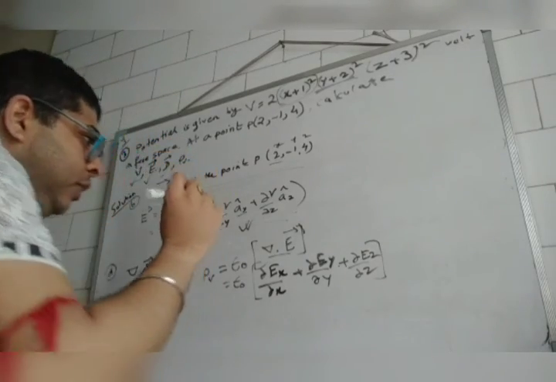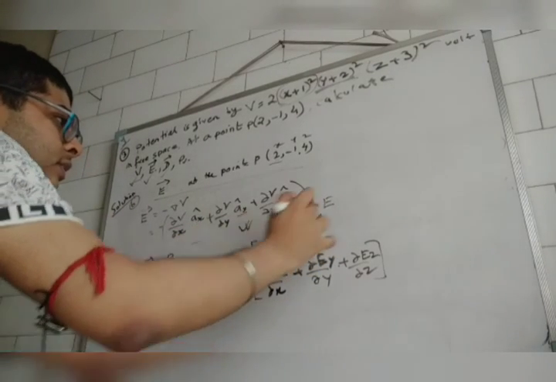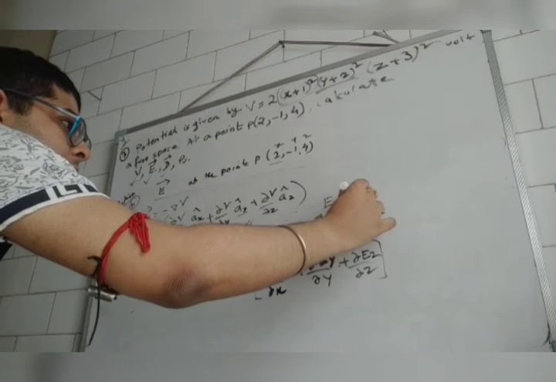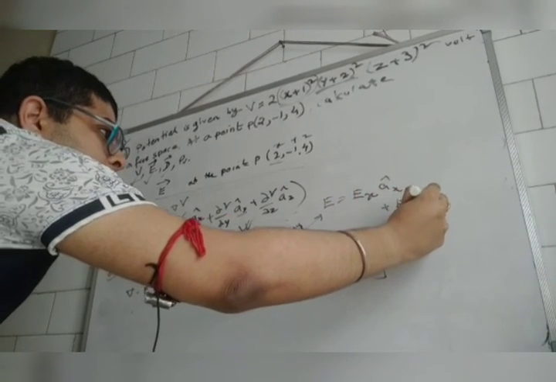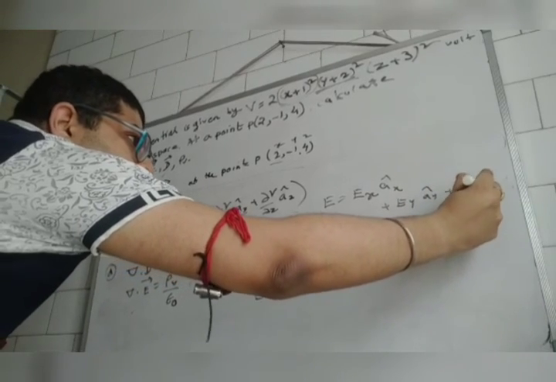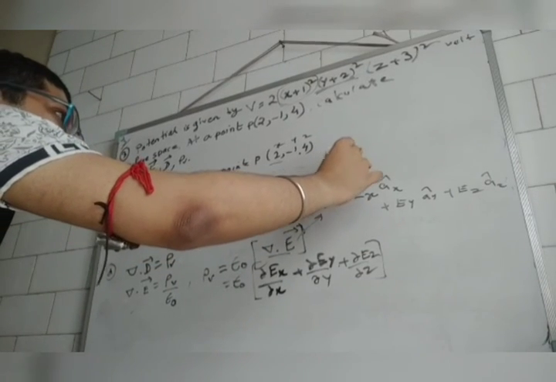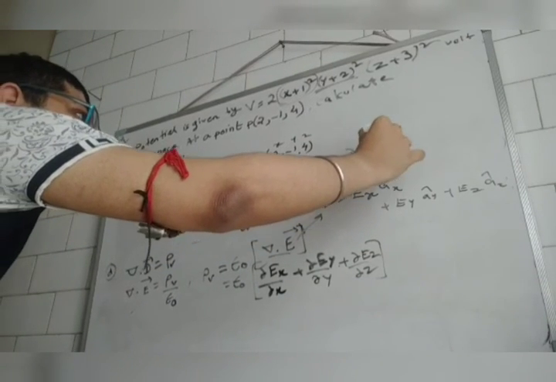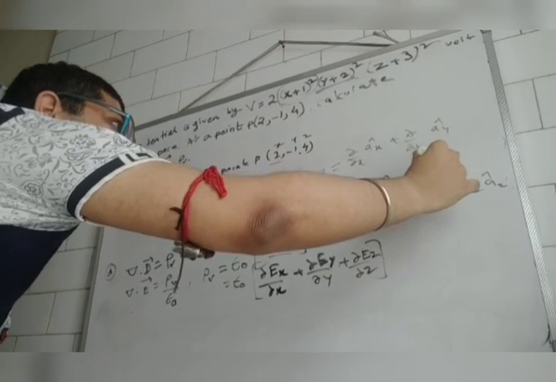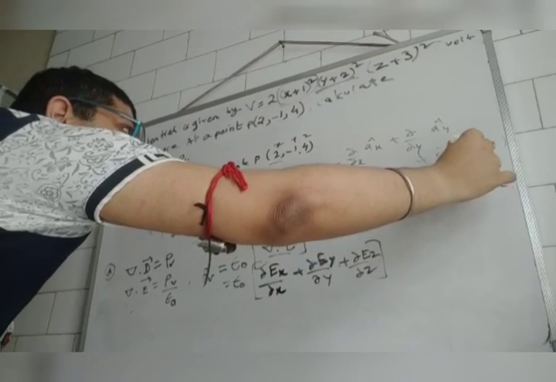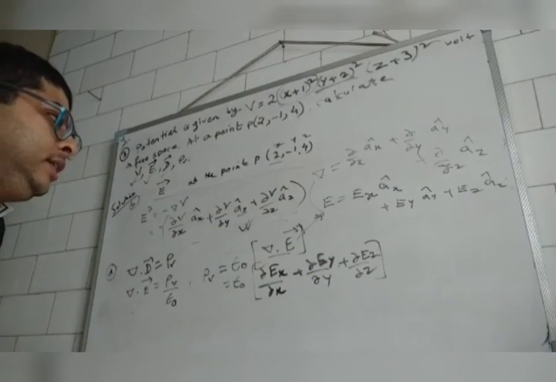Okay, so what we have done is, I have written E in terms of components. So E is Ex Ax cap plus Ey Ay cap plus Ez Az cap, and we have del by del x Ax cap plus del by del y Ay cap plus del by del z Az cap. If you take the dot product of these two, what will you get? You will get this.